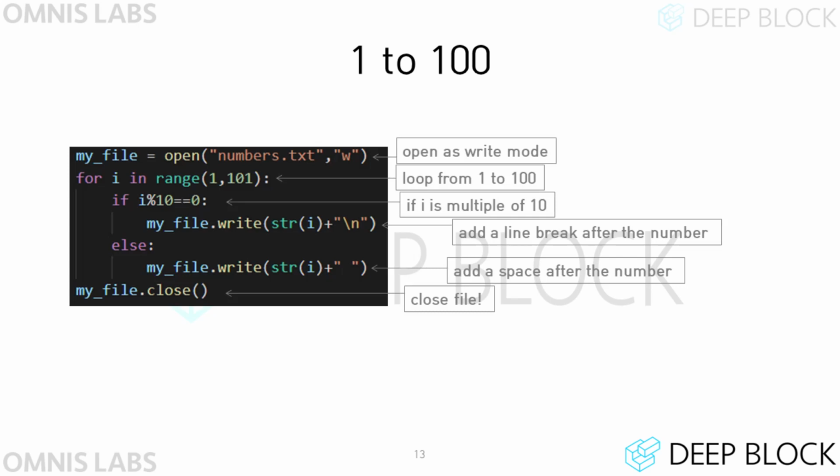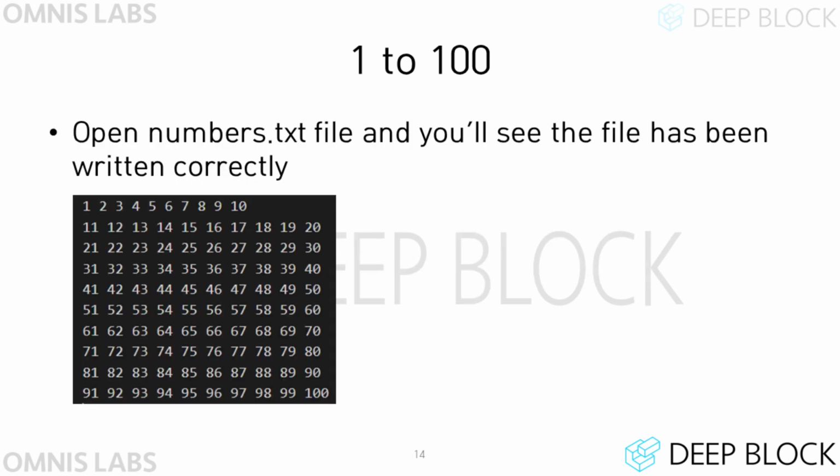First, open the file. To open in write mode, pass W to the mode parameter. Then, loop through the numbers from 1 to 100 using a for statement. If the value of i is a multiple of 10, write a number and a new line character \n to the file. Otherwise, write a number and a space character. When the loop ends, close the file. If you open the text file, you can see that the file is written as expected.